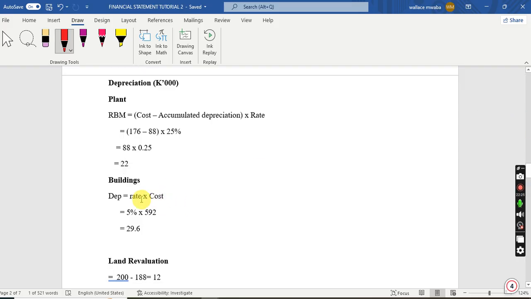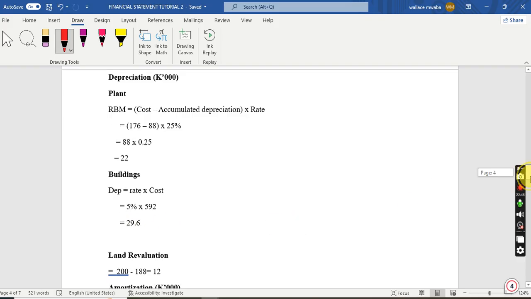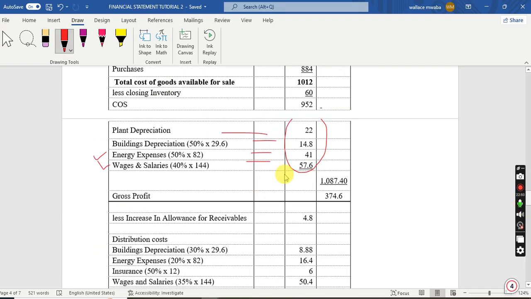So for buildings, the rate times the original cost. Cost of buildings 592, the rate 5%. 5% of 592 is 29.6. So 50% of this 29.6, which is 14.8, is going to go to cost of sales.